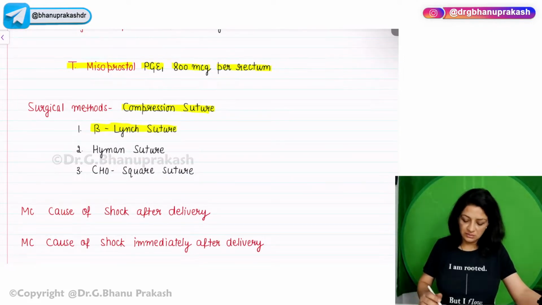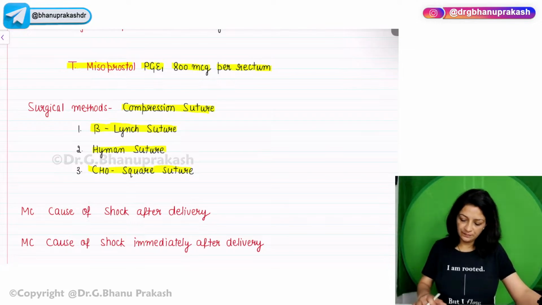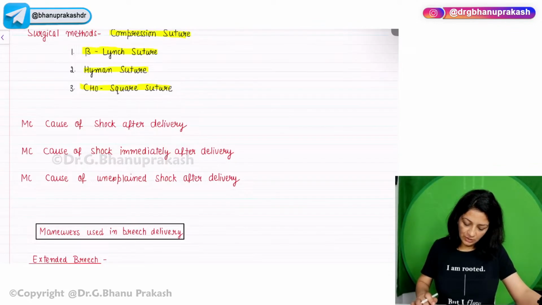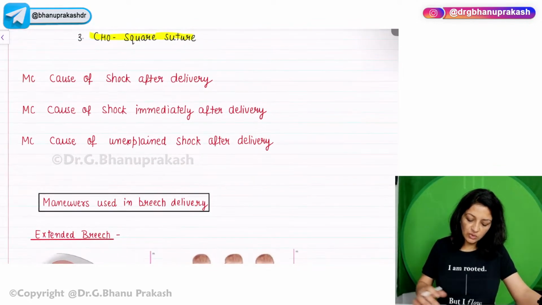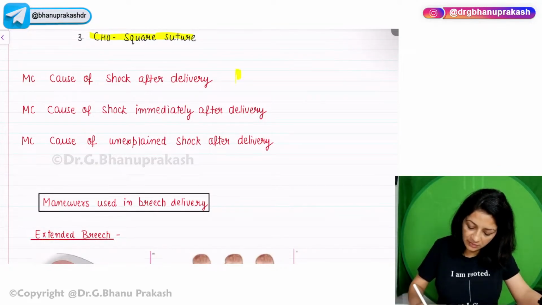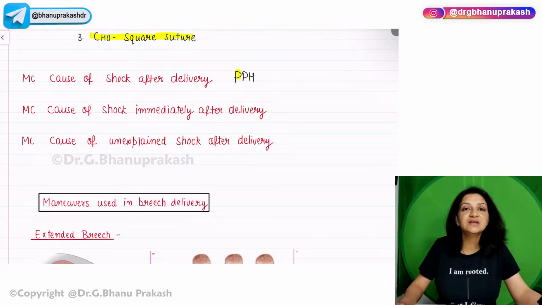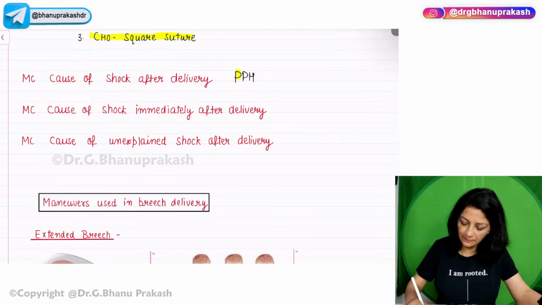Peel-in sutures, Heyman sutures and Koskyor sutures. So these are the compression sutures. So next, one-liner questions. Most common cause of shock after delivery is PPH, postpartum hemorrhage. Most common cause of shock immediately after delivery is uterine inversion.